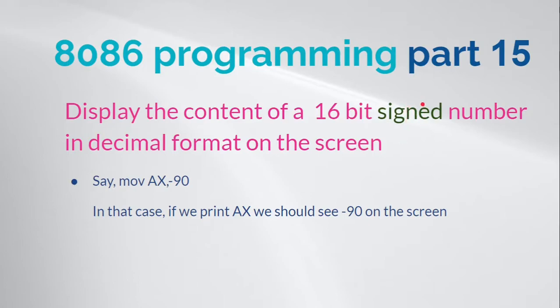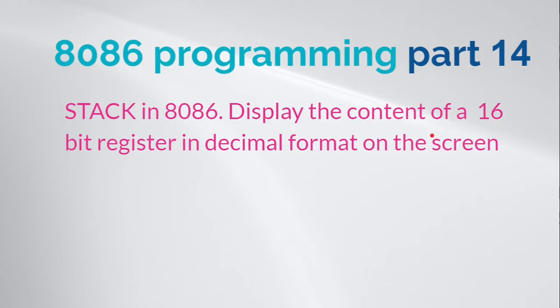Now see, if I remove this word signed from this question, then that problem we already have solved in part 14. Isn't it? In part 14, we wrote this program: display the content of a 16-bit register in decimal format on the screen. And if you remember, towards the end of the part 14 video, I showed you what happens when we pass a negative number as an input to the program, and we saw that the output generated is wrong. It doesn't produce the right output for negative numbers.